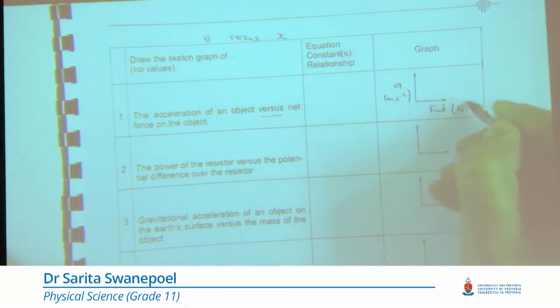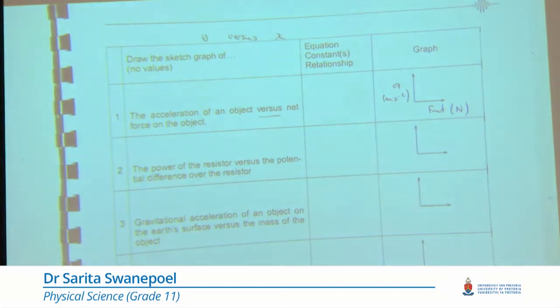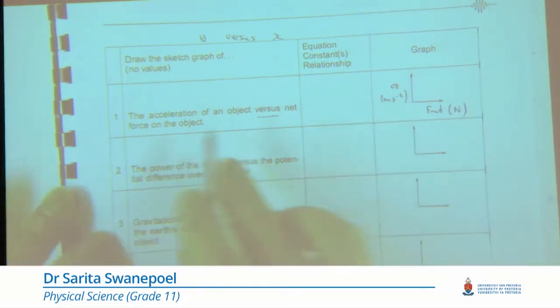If you don't add the unit, you don't get that mark, right? So it's both label with variable and unit. So at least now I have one mark. So now we want to draw the graph.